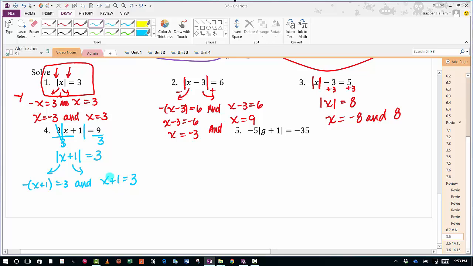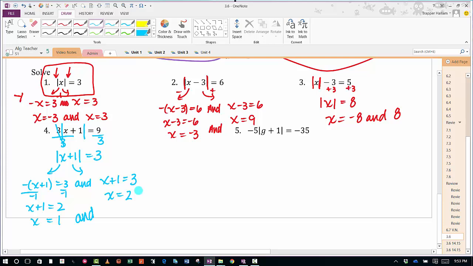Let's solve the one on the right because it's pretty easy. I'm going to subtract 1 from both sides. So I'm going to find out that x equals 2. That's one possible solution. I'm going to go ahead and divide this negative off to the other side. And so I'm going to find out that x plus 1 equals negative 3, and then I'm going to subtract 1 from the other side. So I'm going to find out that x equals negative 4. So my two possible solutions are x equals 1 and x equals 2.